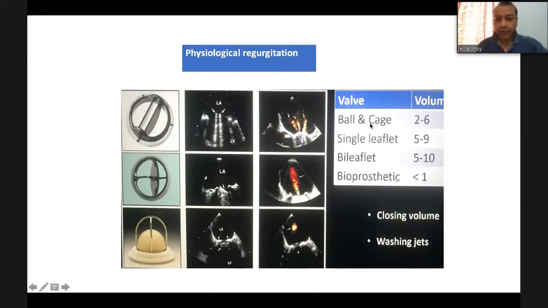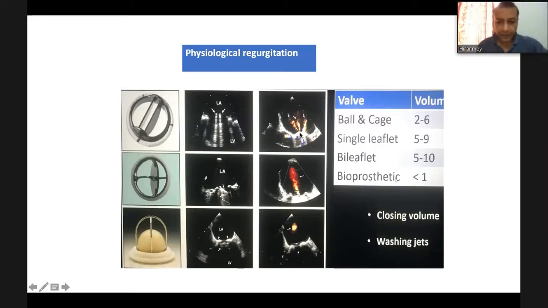In case of a ball and cage valve, which is an older generation valve, it is 2 to 6 milliliters, and for a single tilting disc it is 5 to 9 milliliters, and for a bileaflet disc it is 5 to 10 milliliters, and for a bioprosthetic valve there is very negligible regurgitation, less than 1 milliliter.